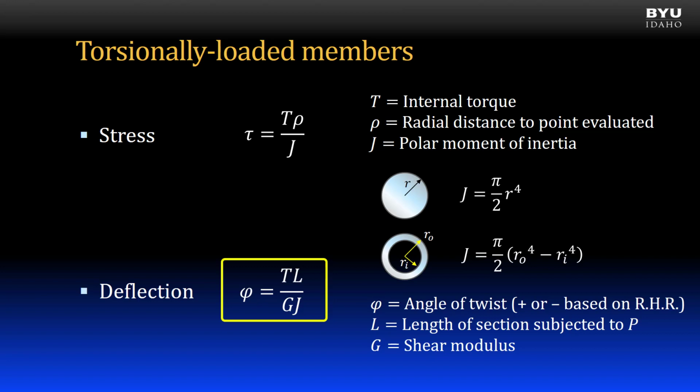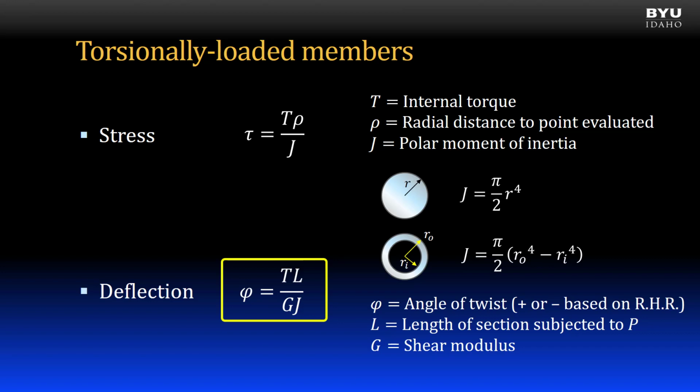The deflection in a shaft is also called the angle of twist, and is given the Greek symbol lowercase phi. It is a twisting of the shaft about its longitudinal axis, and is essentially an angle of rotation between 2 points. Angle of twist is given a direction, positive or negative, based on the right-hand rule with the thumb pointing in the positive direction of the shaft axis.